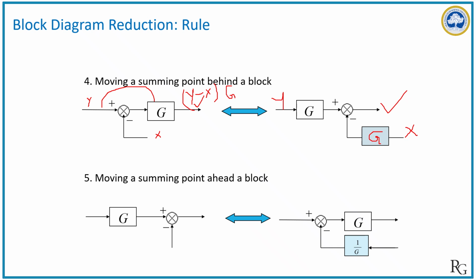The other rule is, if we want to move this particular block ahead of the summing point, then we have to use a gain of 1 upon G.